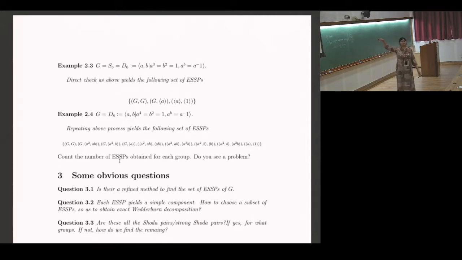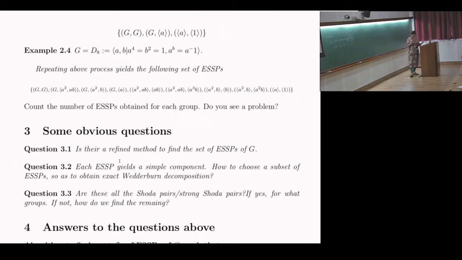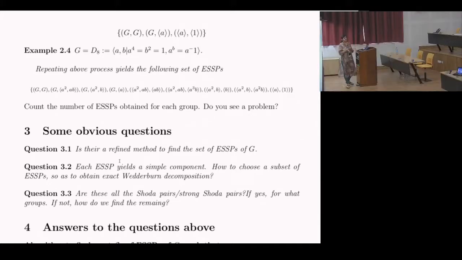How do we need to select our pairs so that there is no redundancy? That's what I'm trying to point out here: if you just pick out extremely strong Shoda pairs from a lattice of subgroups, that does not finish your work of finding the Wedderburn decomposition. So what are the obvious questions at this stage? Is there some refined method to find the set of extremely strong Shoda pairs? For small groups it's okay, but for big groups, checking every pair is not simple. Each pair is going to yield a simple component, so how do you choose a subset of it so as to obtain the exact Wedderburn decomposition?